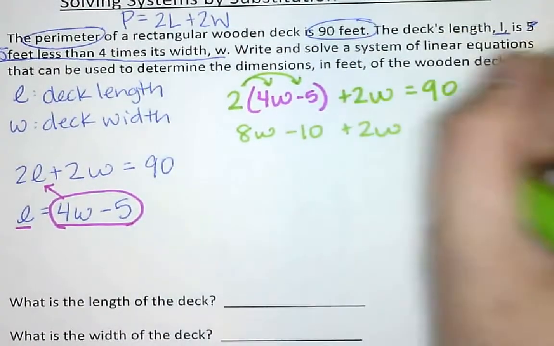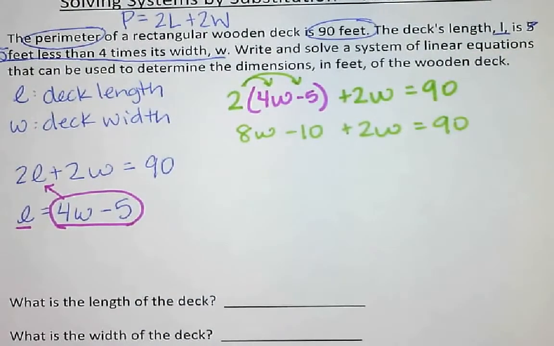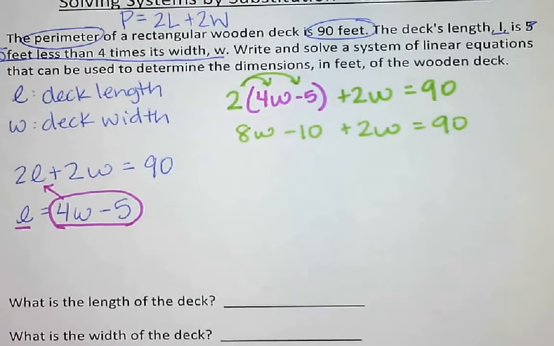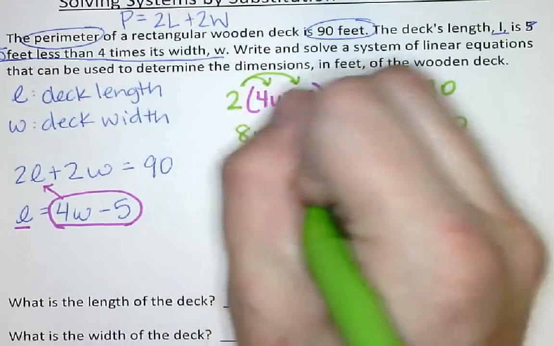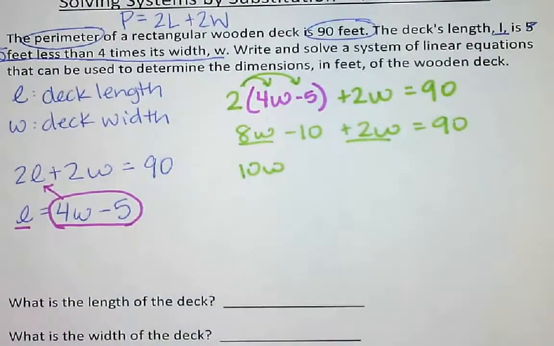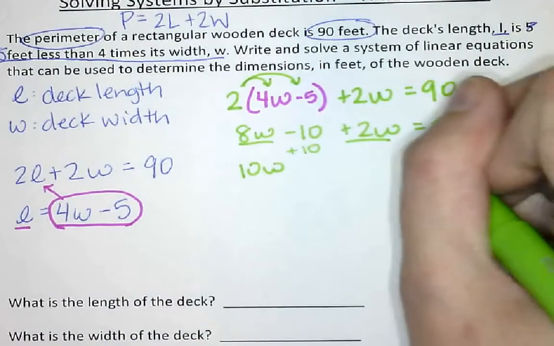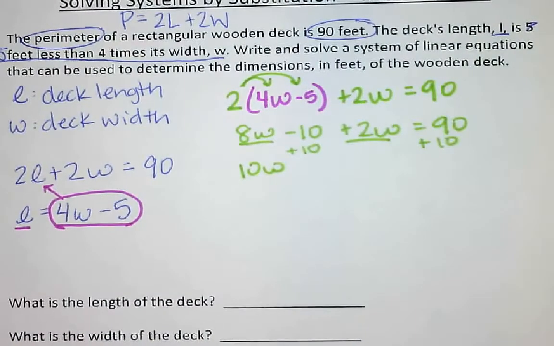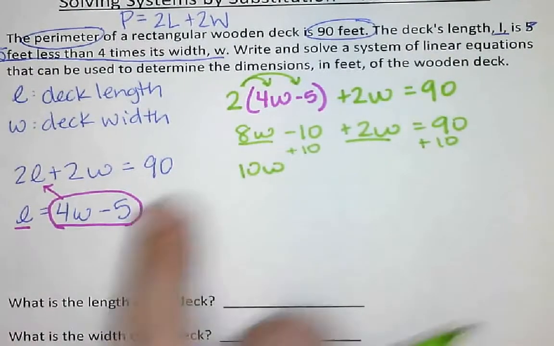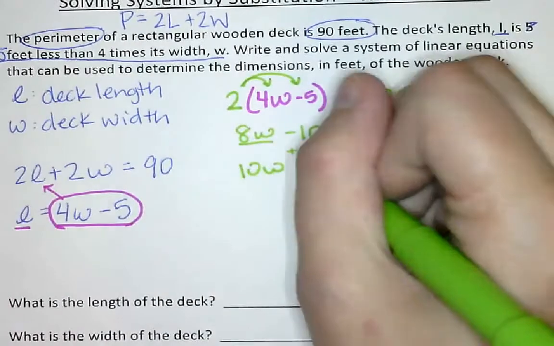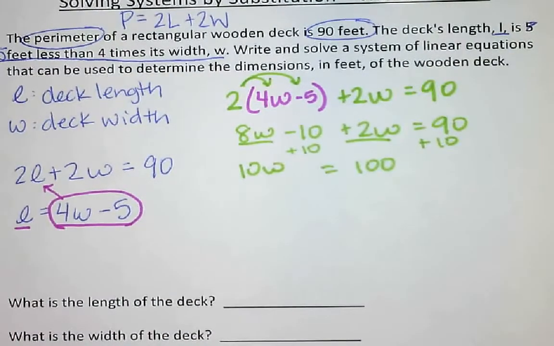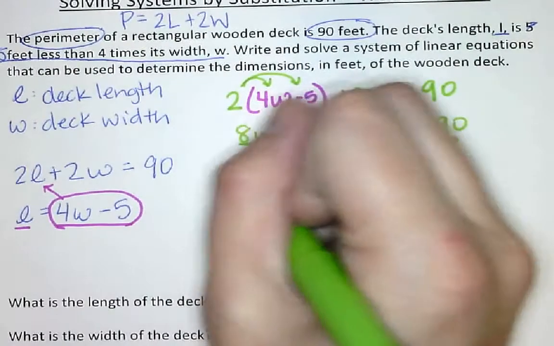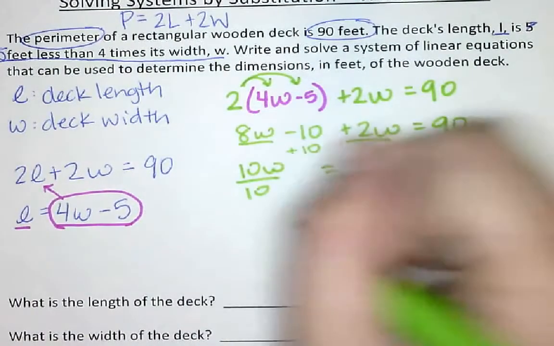So then we go here, and that is going to be 10W. And then are y'all cool if I just add the 10 over? All on the same step there. 8W plus 2W is 10W. And so 10W is equal to 100. So y'all, what is my W equal to? Yeah, the W, or the width, is equal to 10 feet.